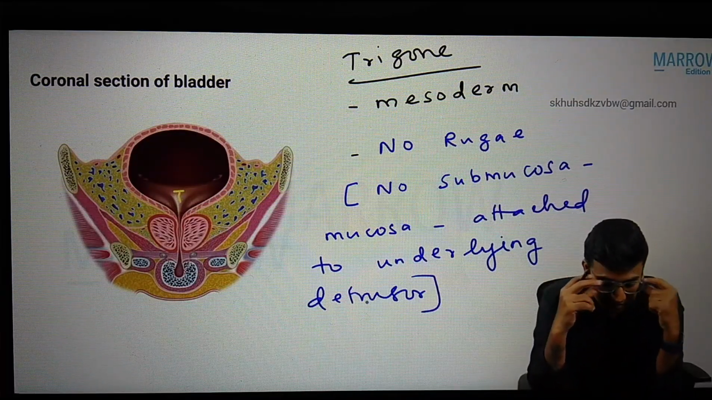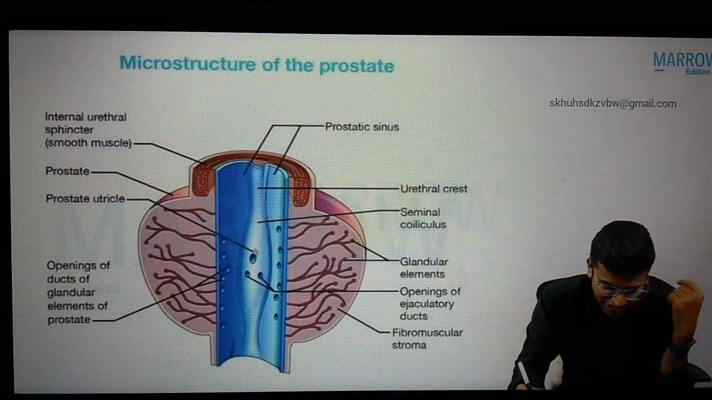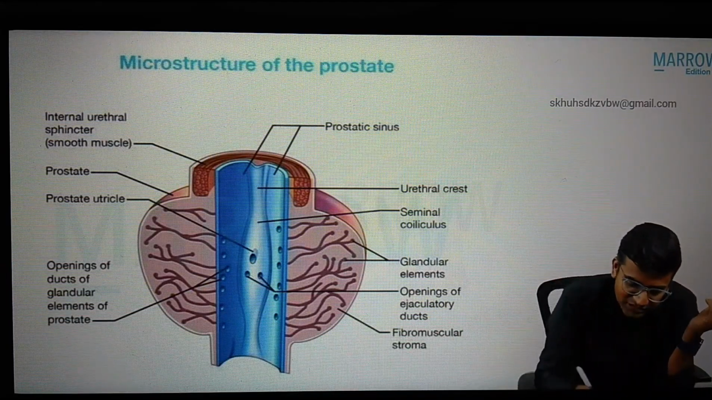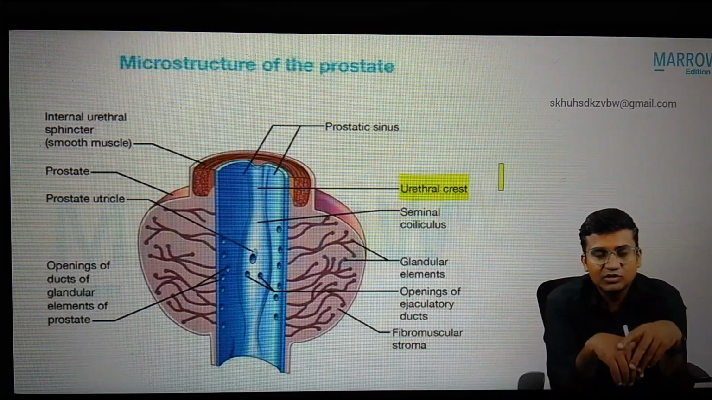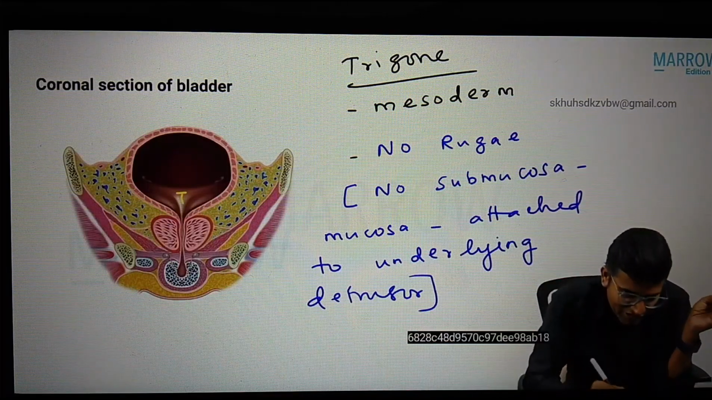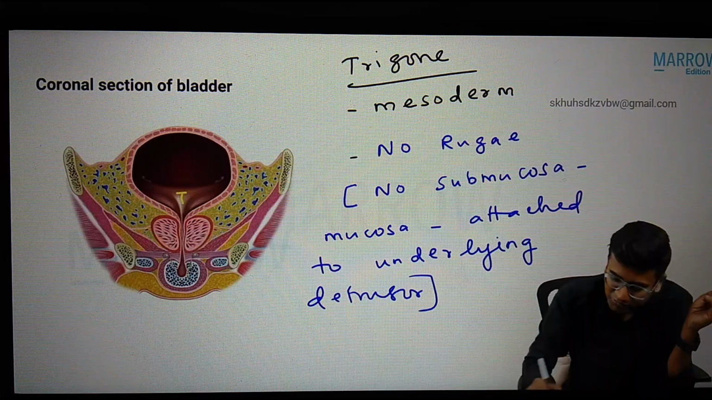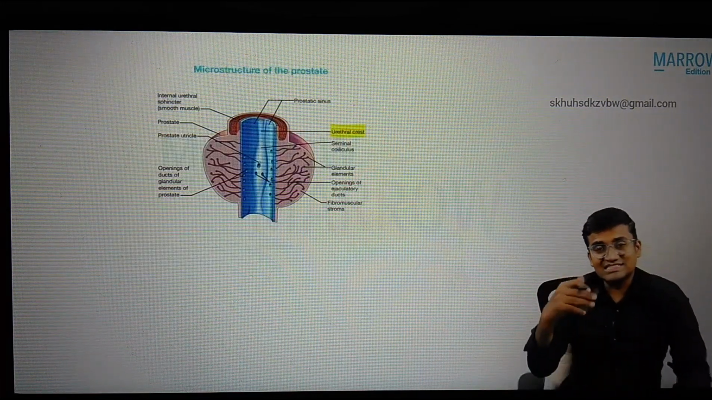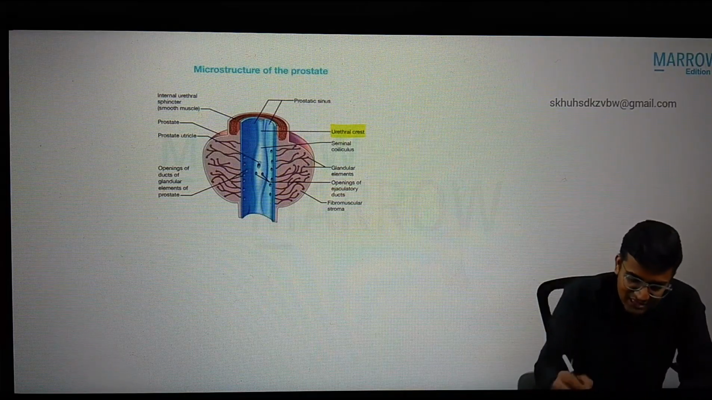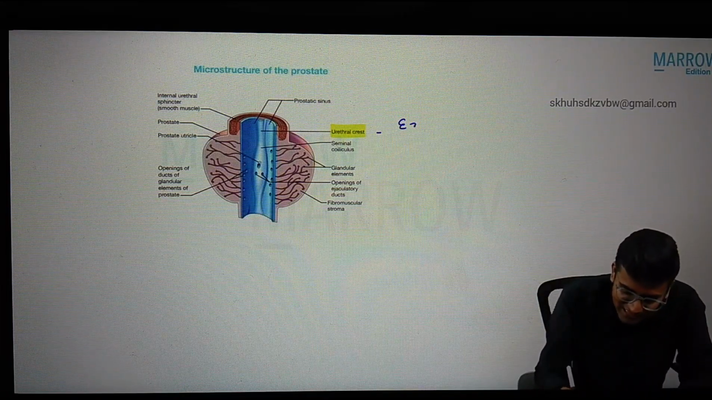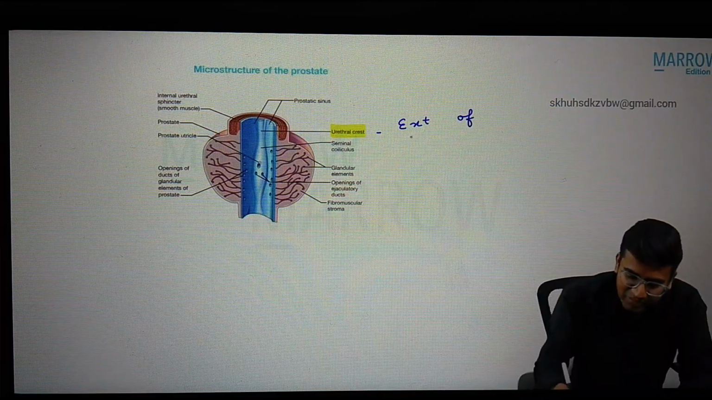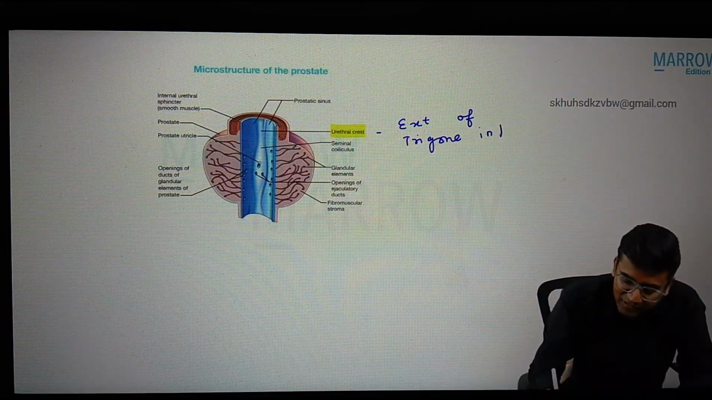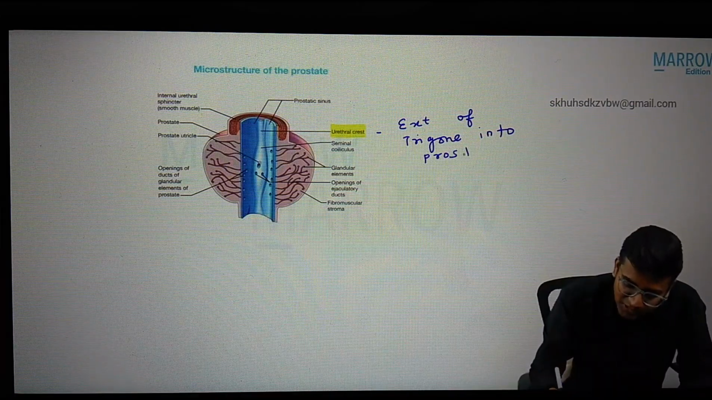Fine. Now, this trigone extends into the prostatic urethra and forms the urethral crest. This itself is a question: urethral crest is derived from? The urethral crest is nothing but the extension of the trigone of the bladder into the prostatic urethra.